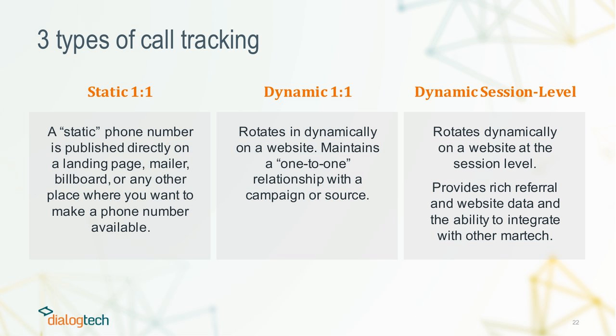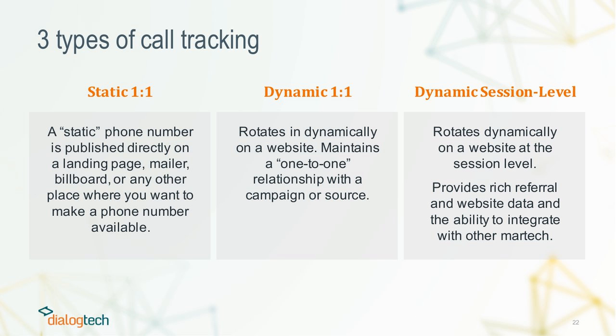A dynamic one-to-one is a very similar idea, right? We're creating a one-to-one relationship between a phone number and a source, or a phone number and a campaign, but in this case we are rotating it dynamically on a website using JavaScript implemented through your tag manager. Very easy to do, as Catherine already mentioned. So a dynamic one-to-one allows you to take visitors to maybe the same landing page or to the same website and split them up based on their source. But we still maintain that one-to-one relationship between the source and the call.